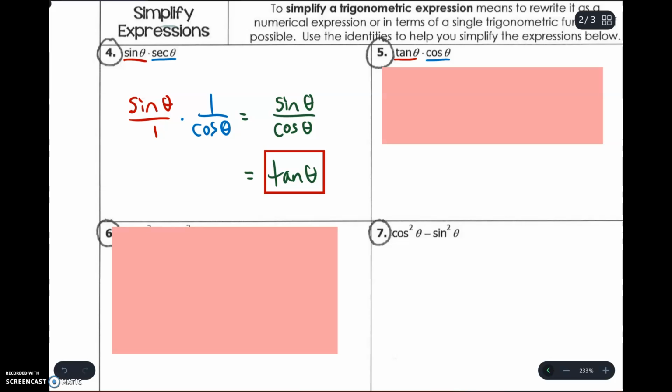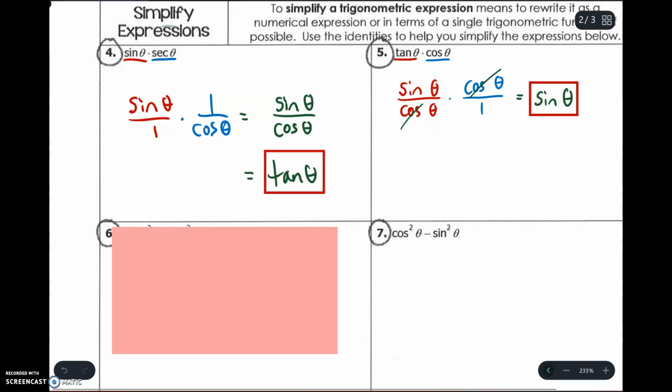Next one works kind of the same, where we start the same way we finished last time: if I have tangent theta, that can be expressed as sine theta over cosine theta. Cosine theta is just cosine theta by itself, but just like any other algebra rule, if I have like terms on the numerator and denominator of a fraction, we can cancel those out, and that's just going to give us sine theta. Again, simplest form because that's our single trig expression.